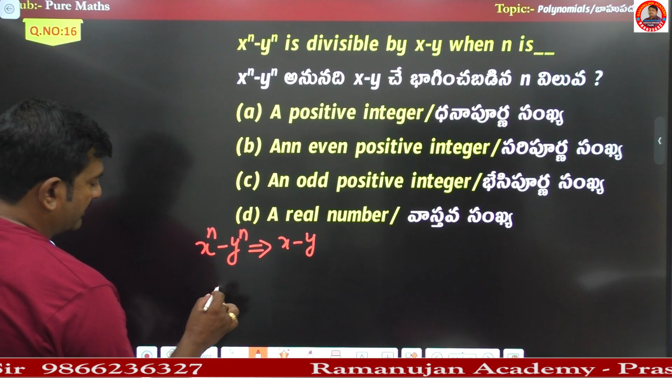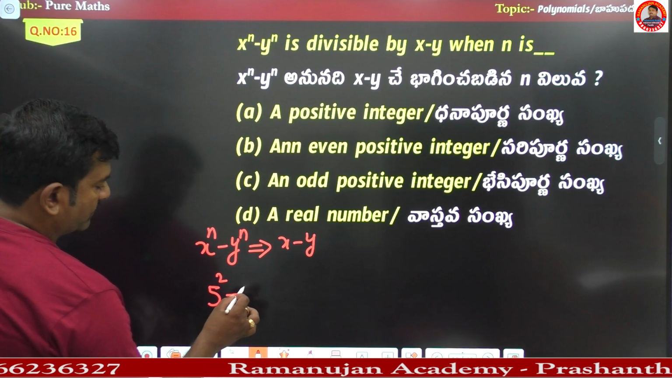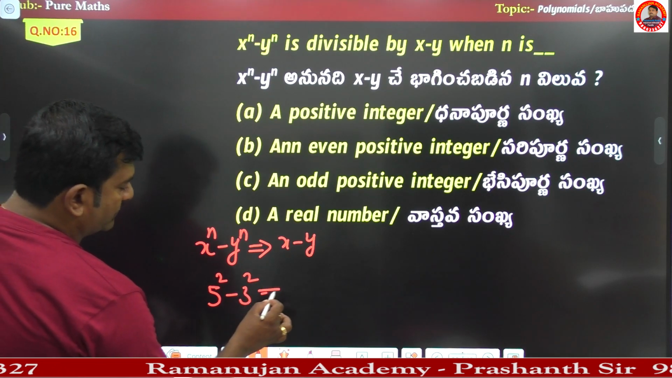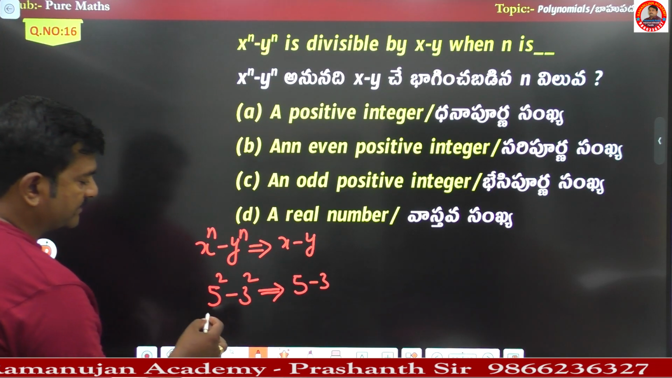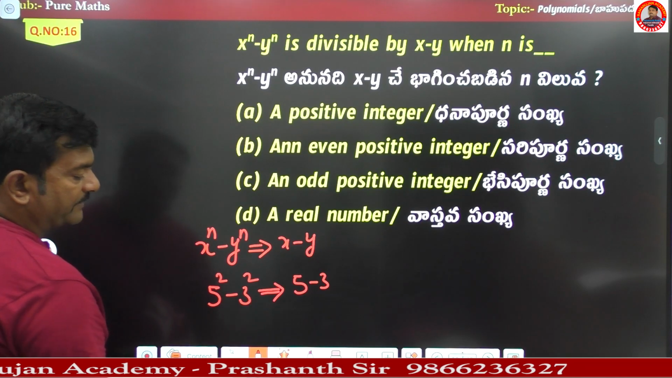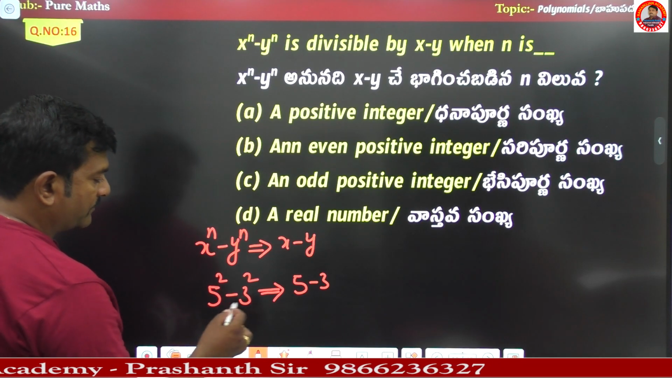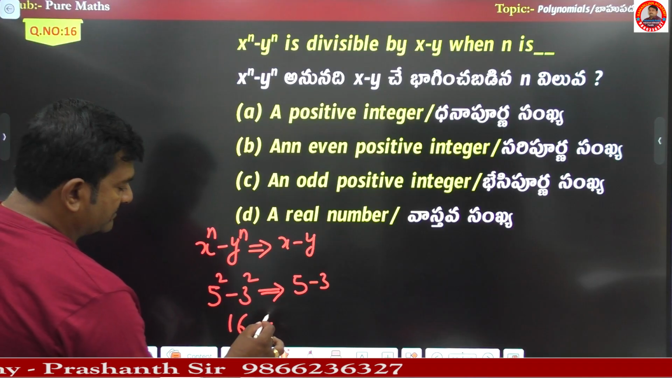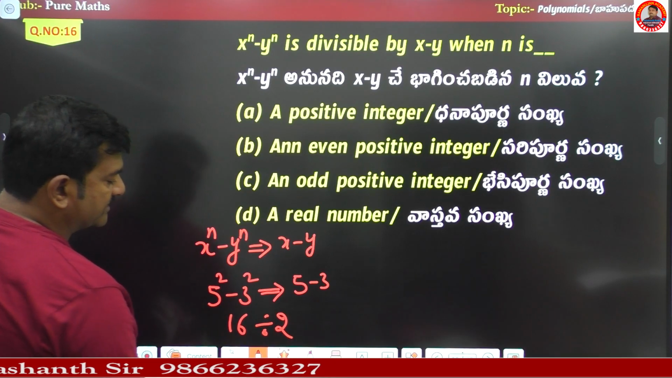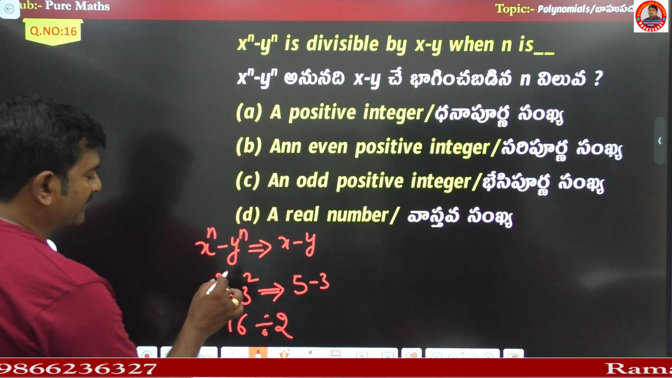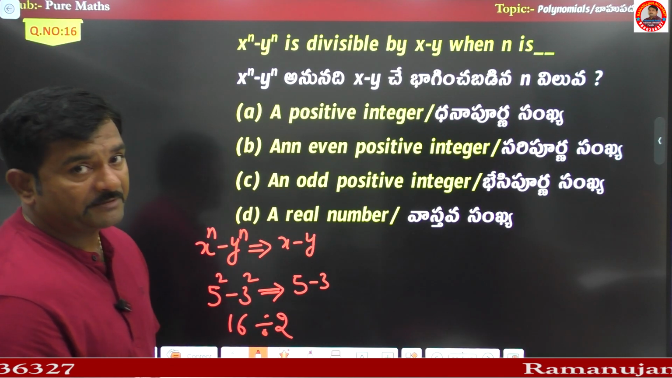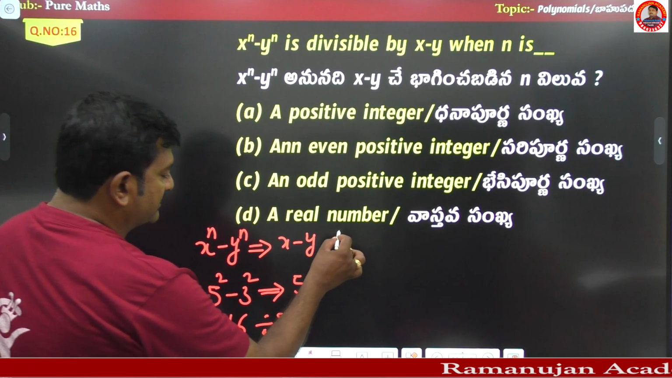Here we can take 5 power 2 minus 3 power 2. Difference means 5 minus 3. 5 square is 25, 3 square is 9. 25 minus 9 is 16. 5 minus 3 is 2. Is 16 divisible by 2? Yes, it is divisible. That's why it is satisfied for even values of n.